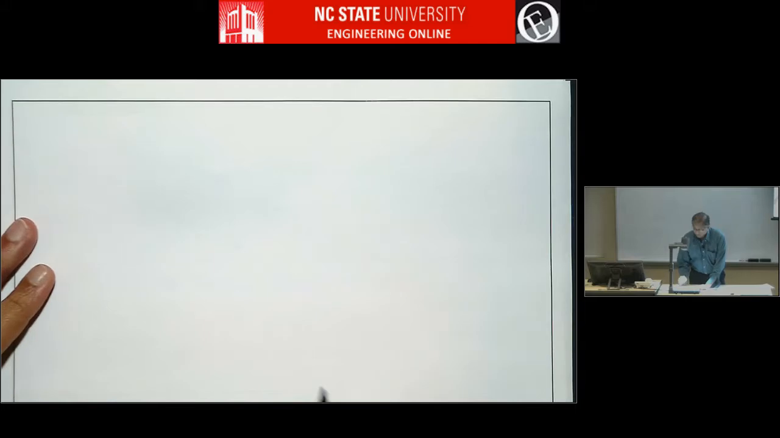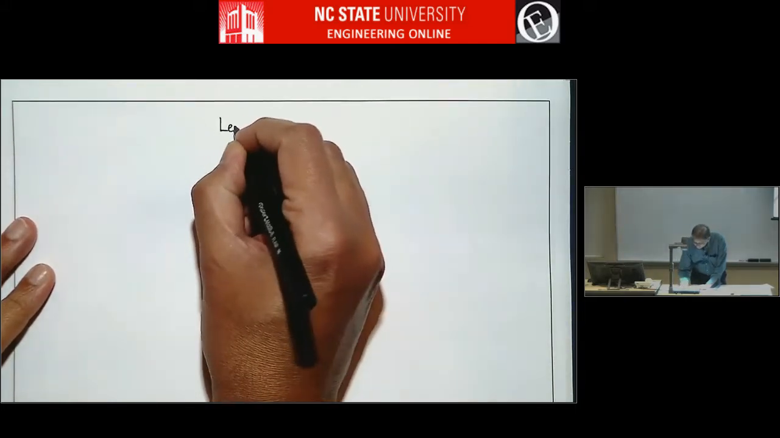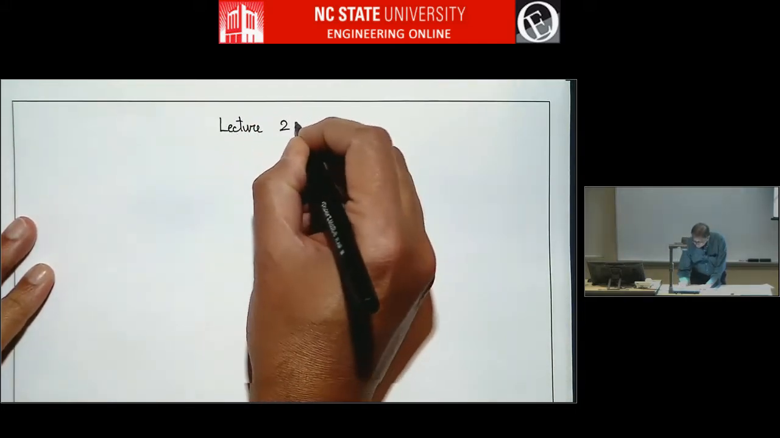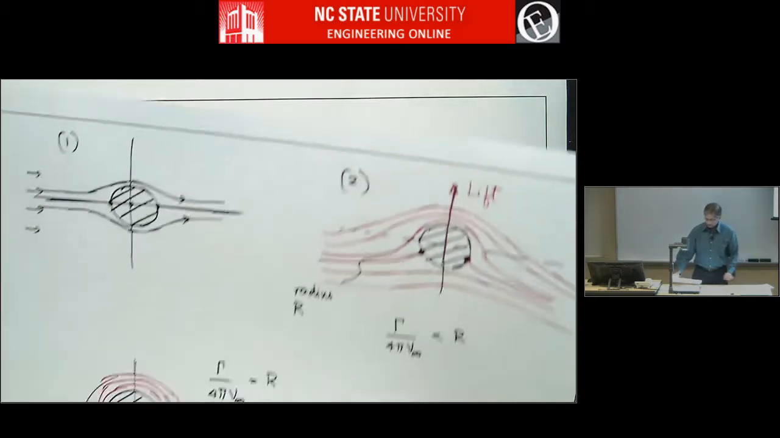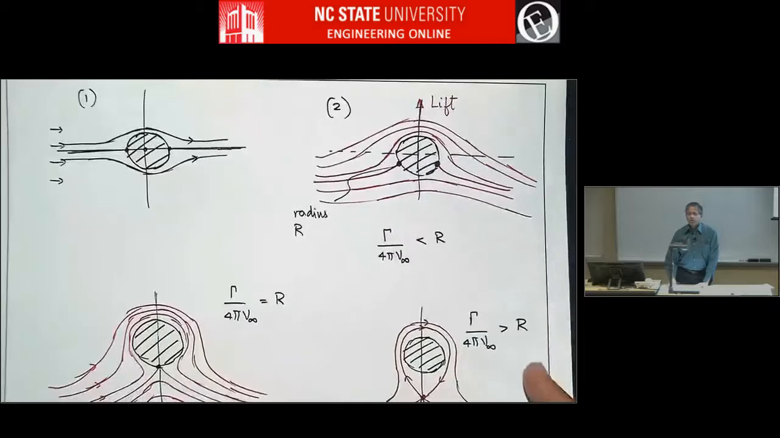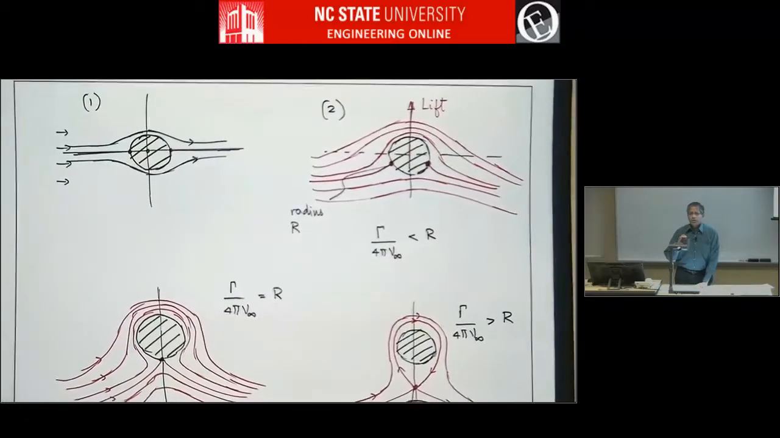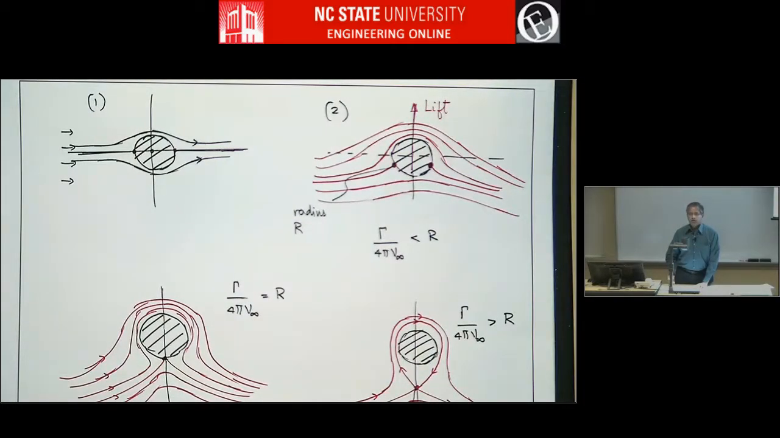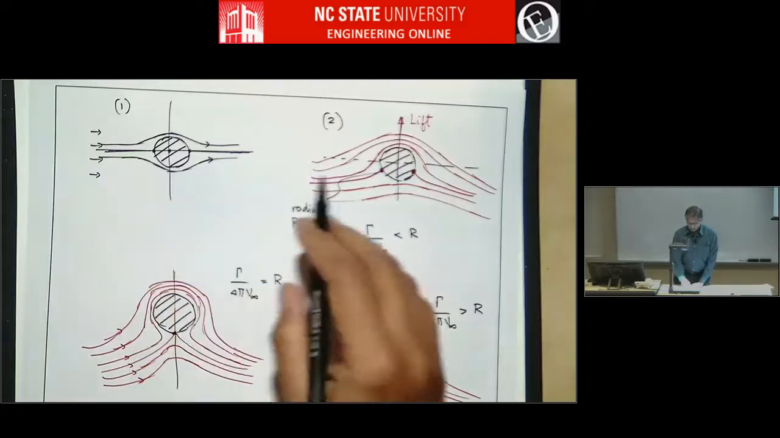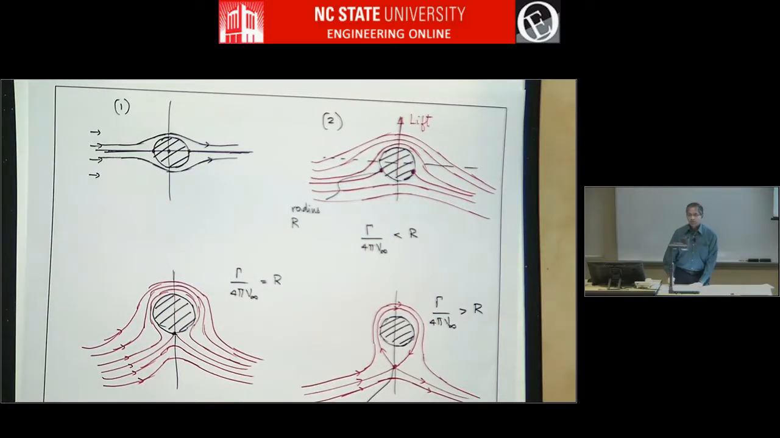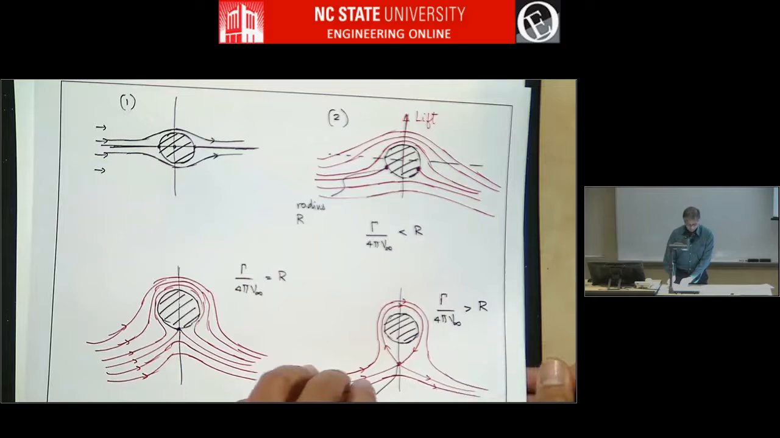Lecture 24 today. And in the last class we talked about flow around a circular cylinder, 2D flow, and we talked about how there are multiple solutions depending on the value of the circulation, right? So this is zero circulation, and as you go to higher and higher circulations, you get something like this.